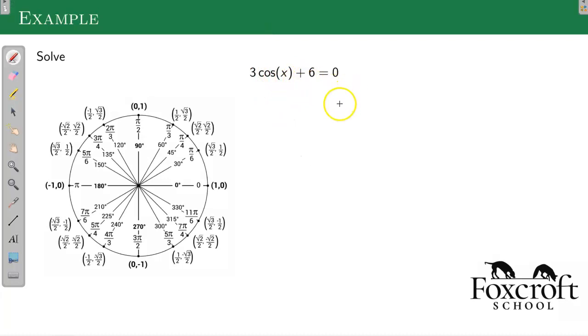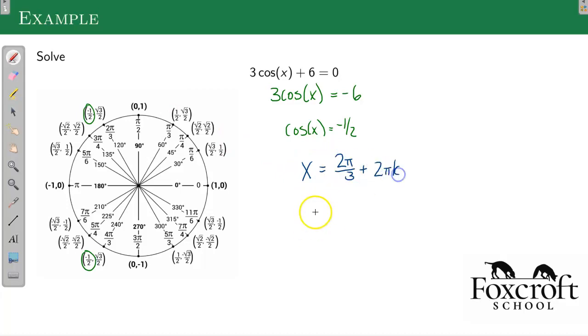All right, 3 cosine of x plus 6 equals 0. Again, same thing, subtract 6 from both sides. Divide by 3. And now the cosine is by itself. Cosine or sine just being equal to a number is our goal. Cosine being negative 1/2. X value is negative 1/2 there and there. Our solutions are 2 pi over 3 plus 2 pi k. And 4 pi over 3 is kind of the initial one. And then all of its coterminal angles as well. All right, make sure you're getting all solutions.